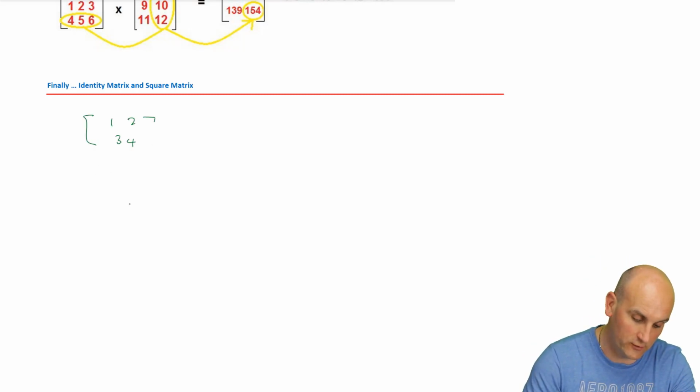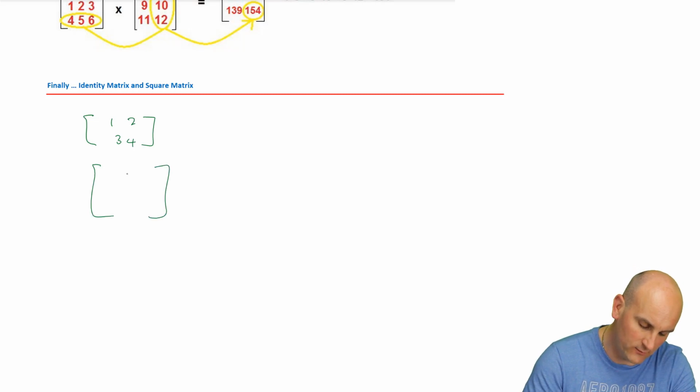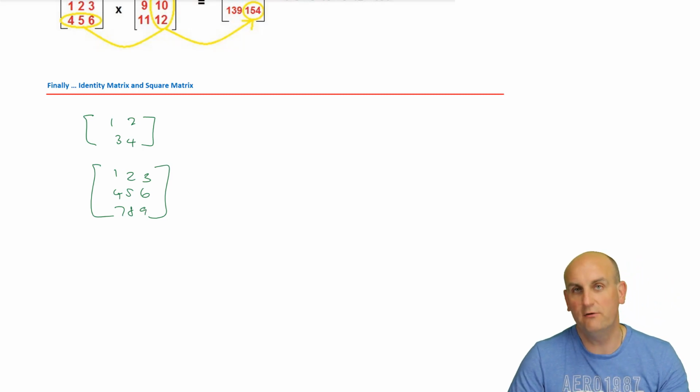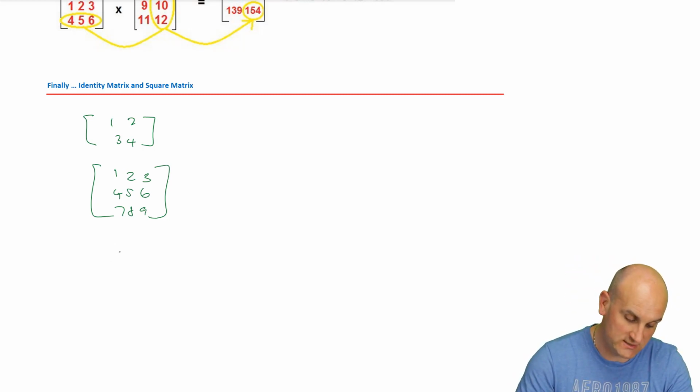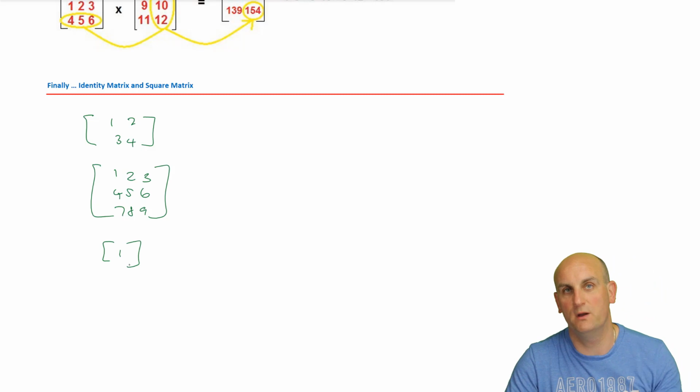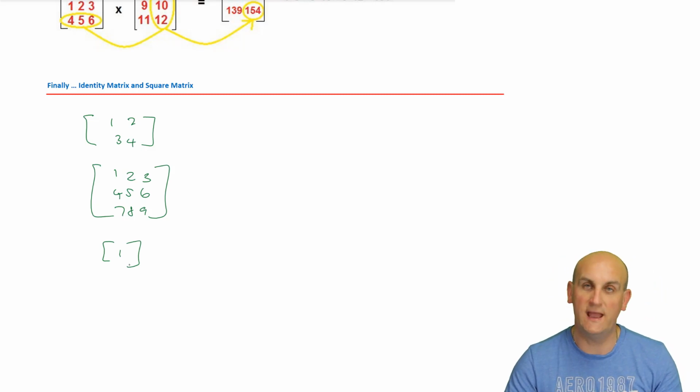So you can have a 2 by 2. What did I say there? 1, 2, 3, 4, 5, 6, 7, 8, 9, 3 by 3. They're all examples of square matrices. And in fact, that is a 1 by 1 matrix, and it is still square.